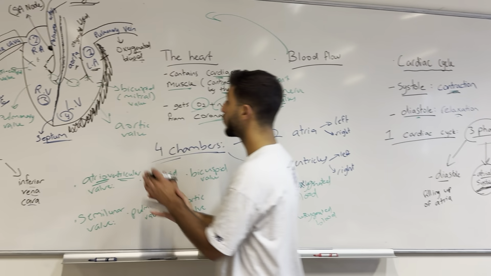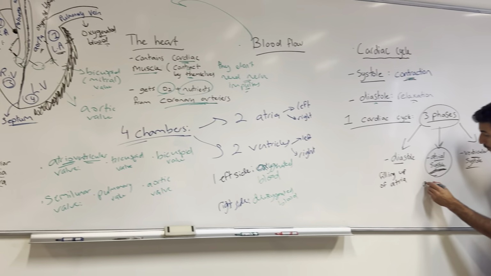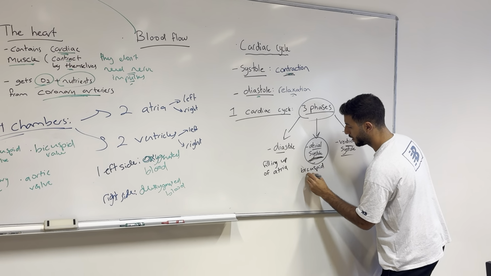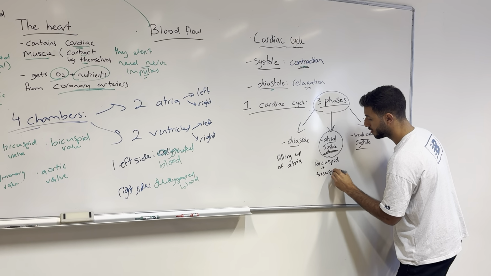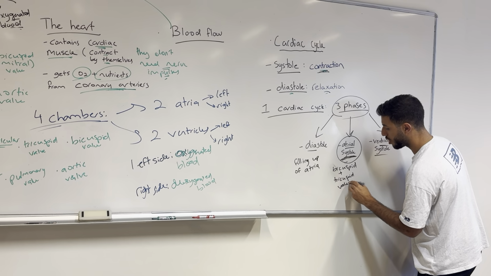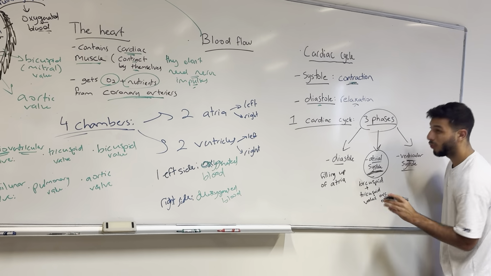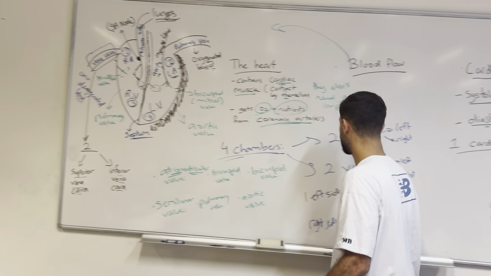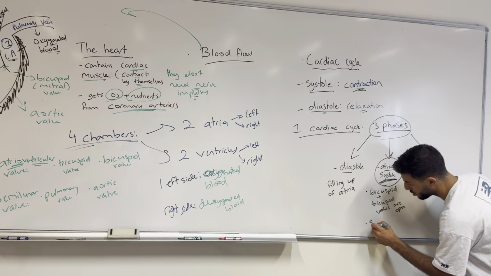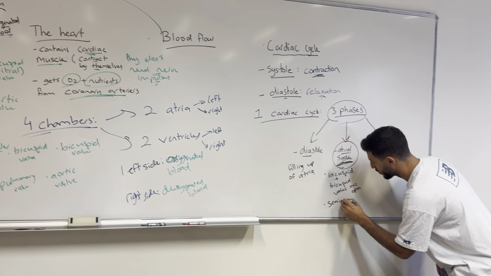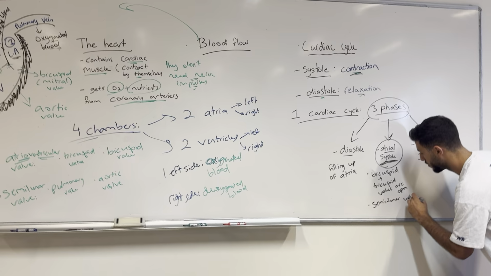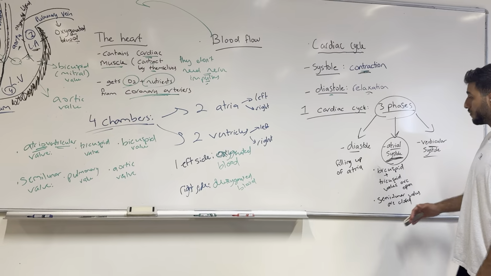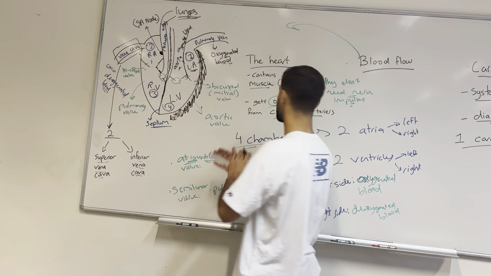So in atrial systole, we have the atrioventricular valves open. So I'm going to write the bicuspid plus tricuspid valves are open. Now, what do you think about the semilunar valves? Of course, they're going to be closed. So the semilunar valves are closed. So basically, let's just repeat it again.